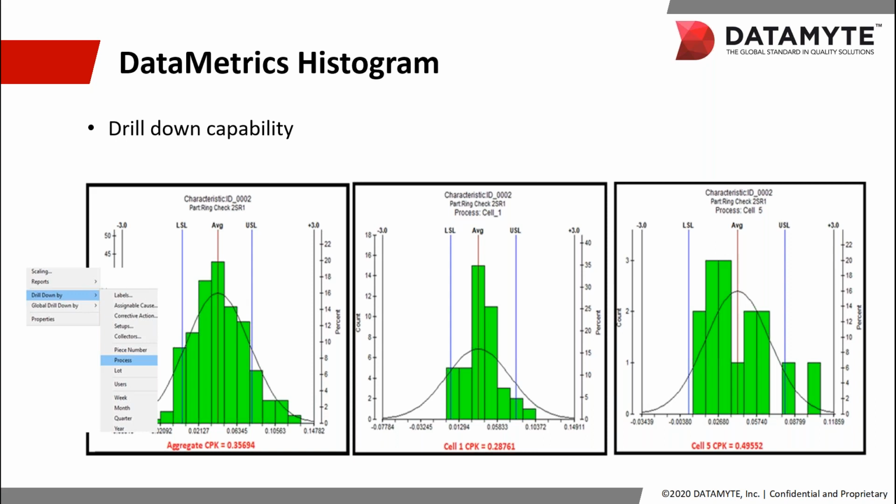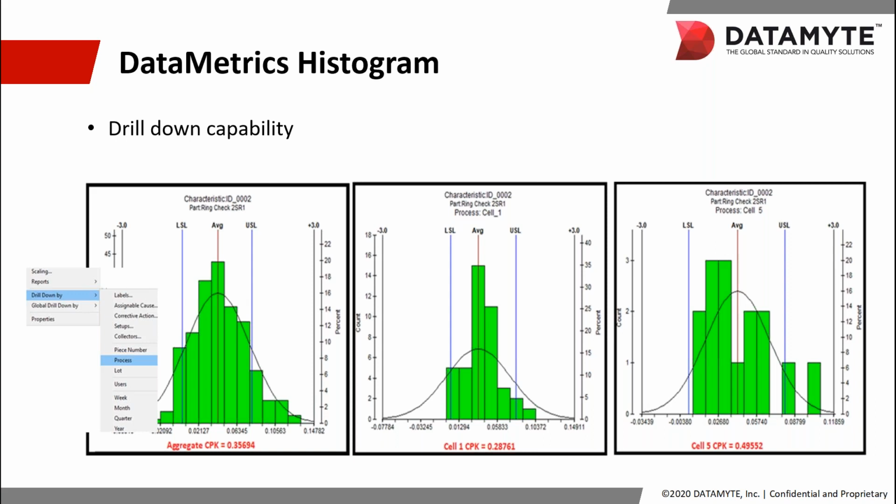Select the drill down by option, and you can evaluate data from the active characteristic, or use the global drill down to include all characteristics in the data set. This generates more detailed histograms, such as drilling down by process or label value.